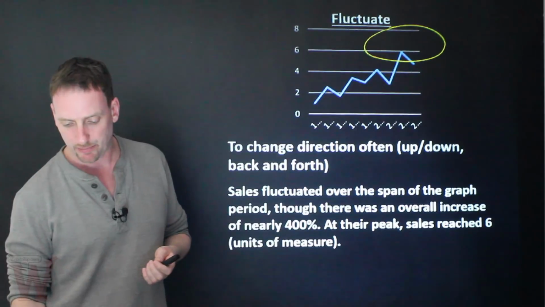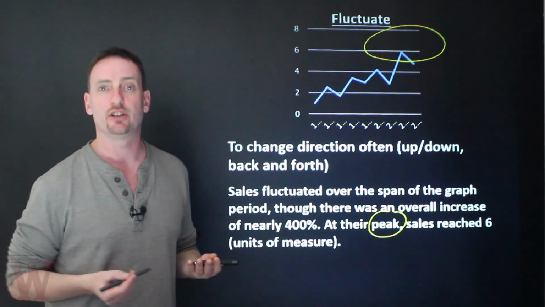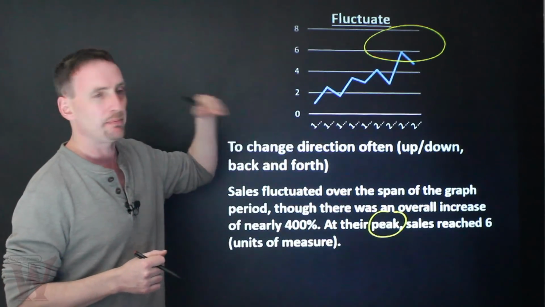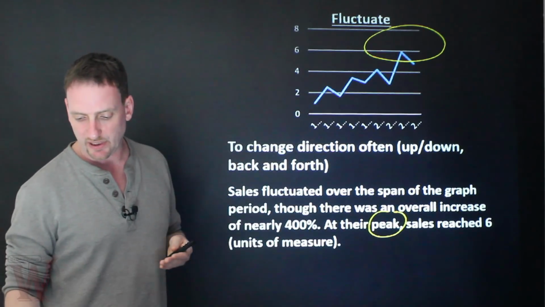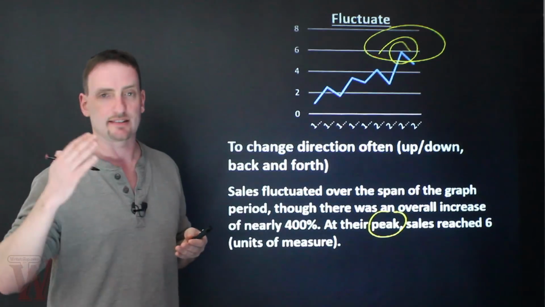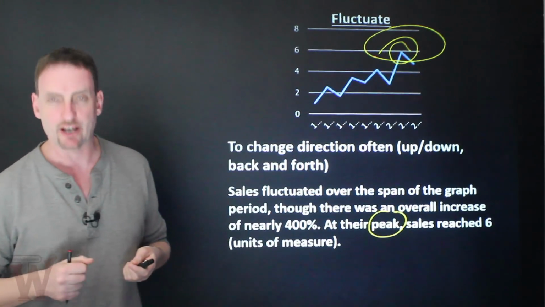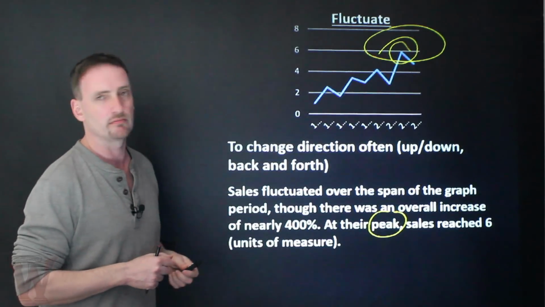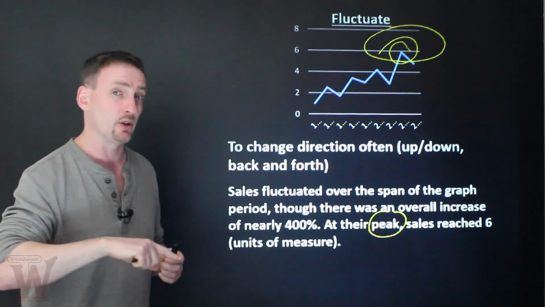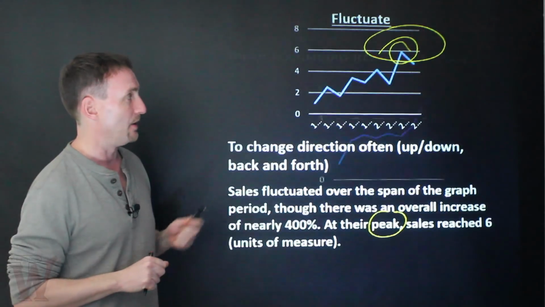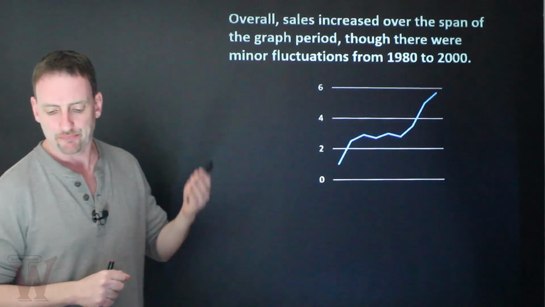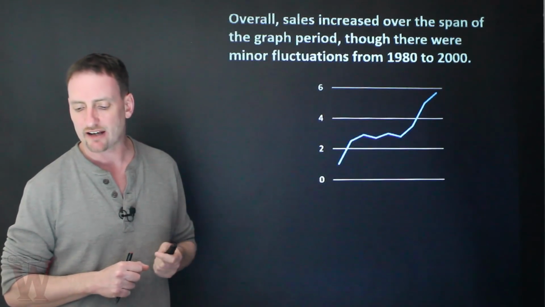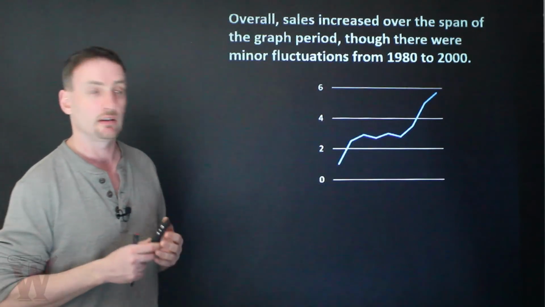At their peak, peak is another useful word for the infographics. Peak means the highest point. So the peak is right here at 6, and whatever unit of measure you're using, $billion, trillion yen, whatever unit of measure. Don't forget to include the unit of measure. Okay. Now, here's where we get into problems. Okay. Overall, sales increased over the span of the graph period, though there were minor fluctuations from 1980 to 2000.